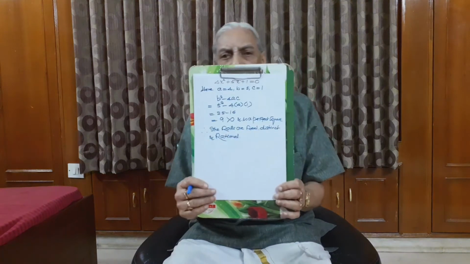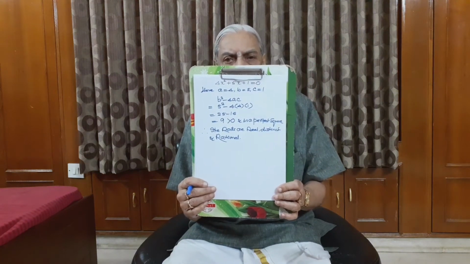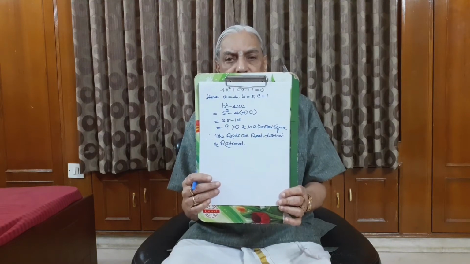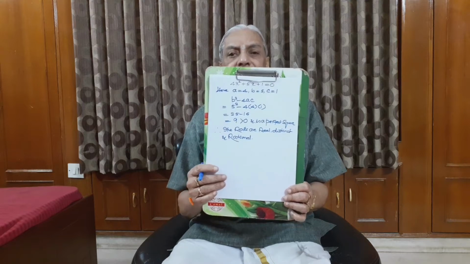So therefore the roots are, first, real. Next, distinct, and rational. That is the point, three points. The roots are real, distinct and rational. Why? Because b square minus 4ac is greater than 0 and it is a perfect square. Then I shall go to the next problem.